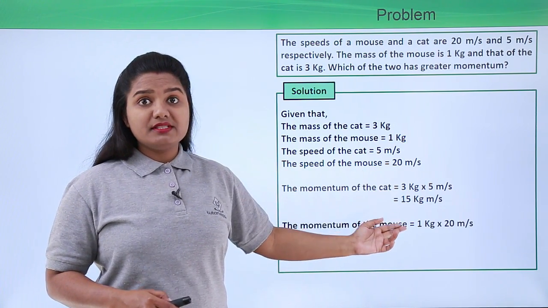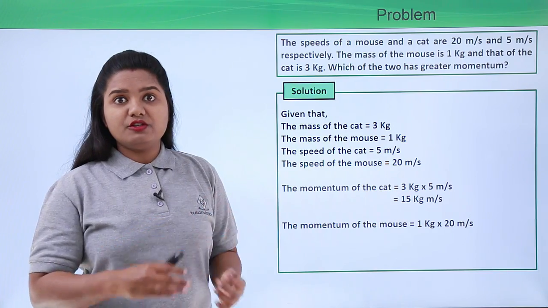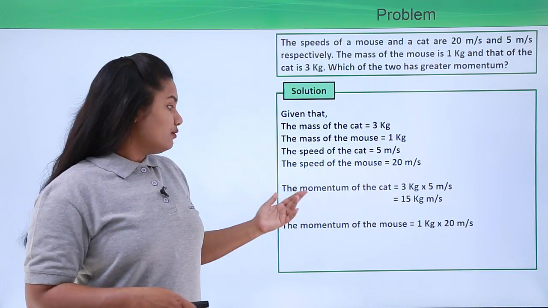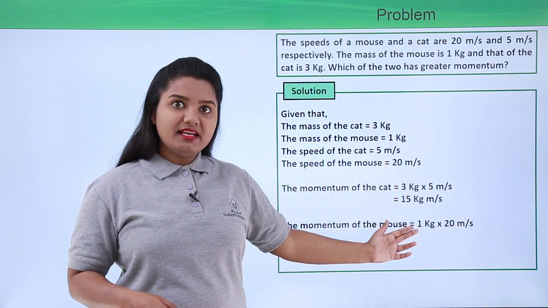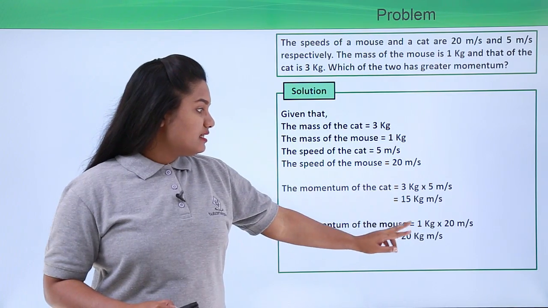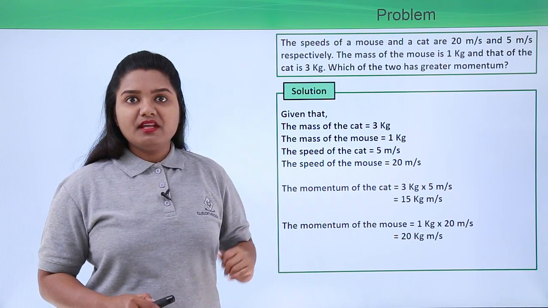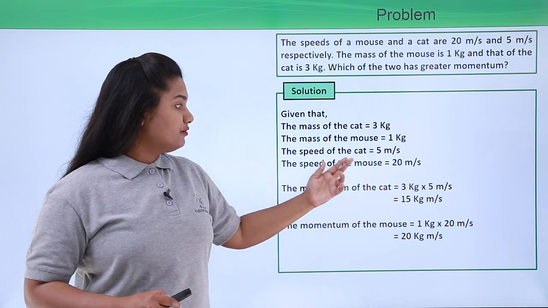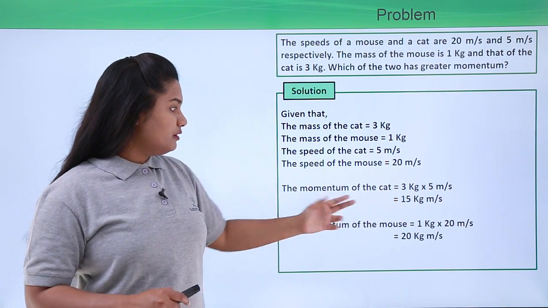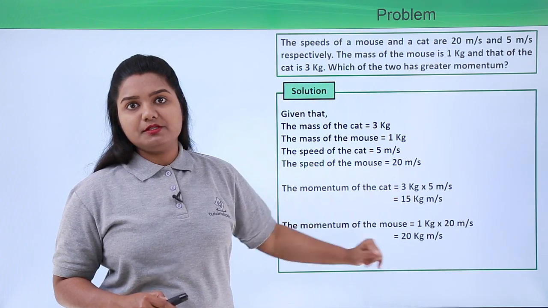The next thing that we'll do is to find the momentum of the mouse. The momentum of the mouse is given by the multiplication of the mass of the mouse and the velocity with which the mouse was moving. So the momentum of the mouse is 1 kg multiplied by 20 meters per second, which gives 20 kg meters per second. So we see that the momentum of the cat is 15 kg meters per second and the momentum of the mouse is found to be 20 kg meters per second.